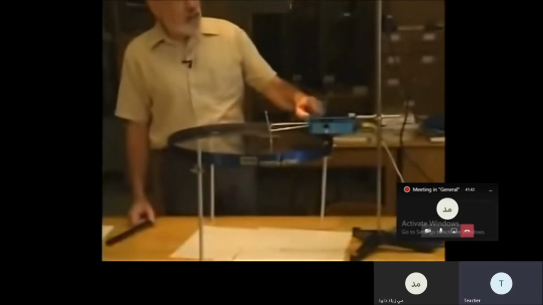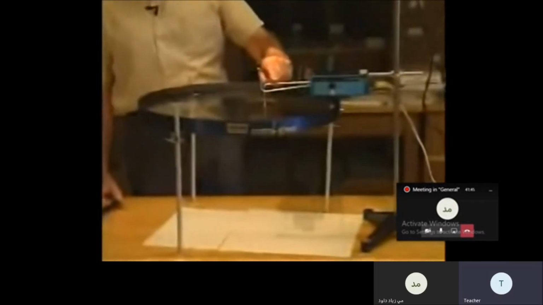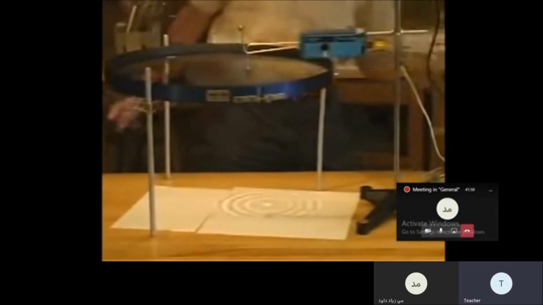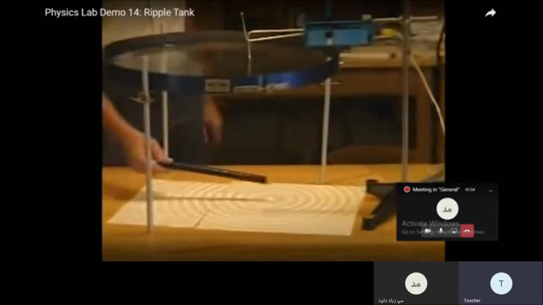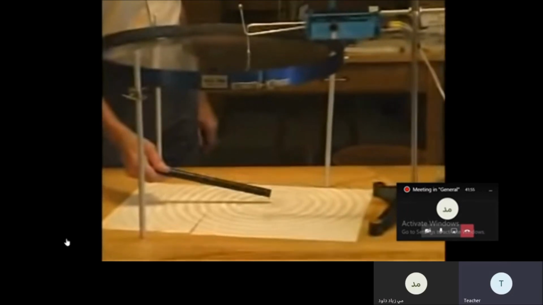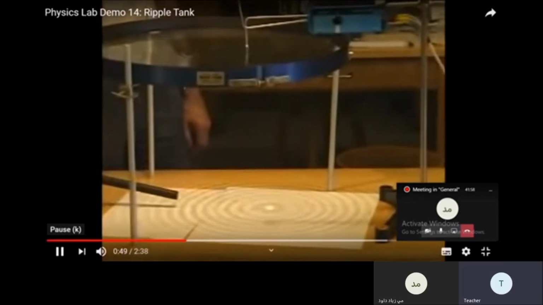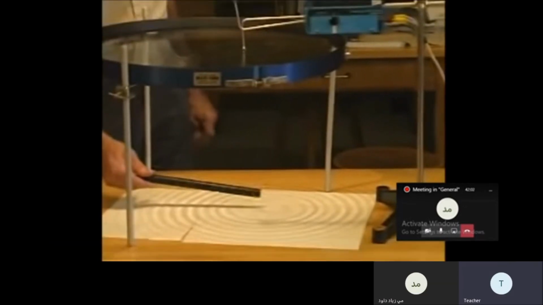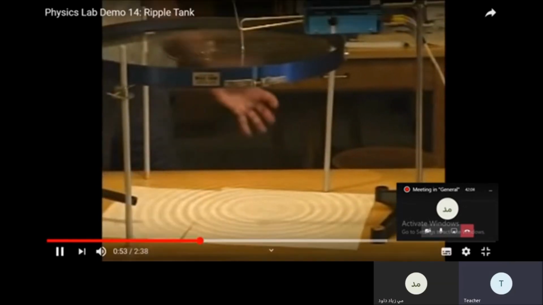And here we have a vibrator with two arms. At the moment I've got one of them out of the water. When I turn this on, you'll see it produces circular waves. They simply spread out from that point, at more or less constant speed. There's a little bit of dispersion, but very little, and so you see the waves. Here we have the generator.